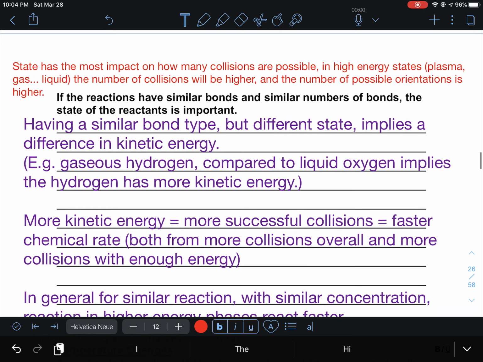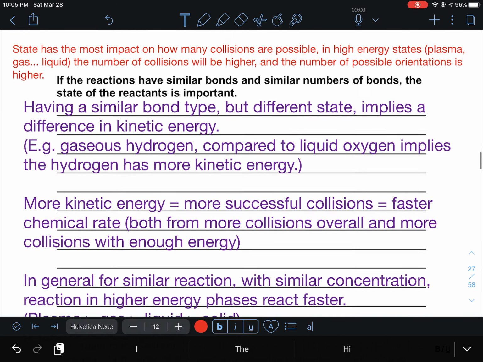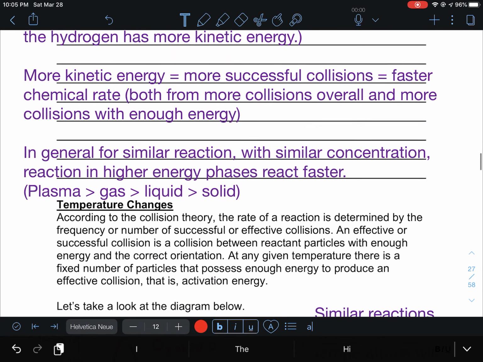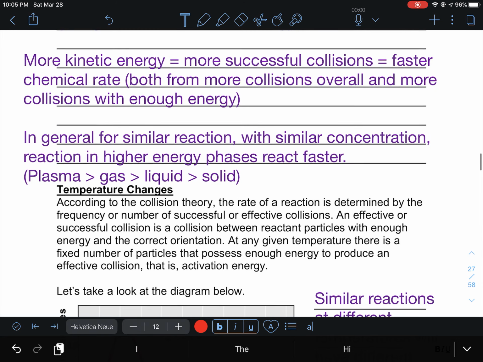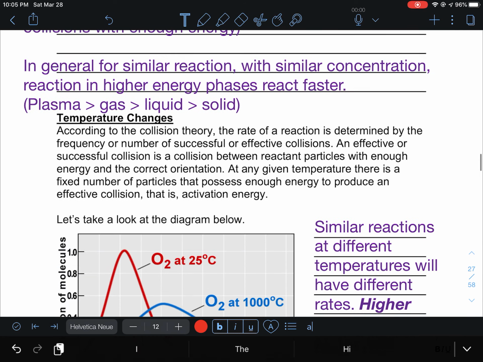Okay, so in gases, for sure, we have the complete freedom of motion, freedom of orientation. So this is what's called degrees of freedom. We have the most ways that the particles can interact and bounce off of each other, and in that way they have the highest chance of colliding with one another. And so in general, for similar reactions with similar concentration, reactions in the higher energy phases will react faster.